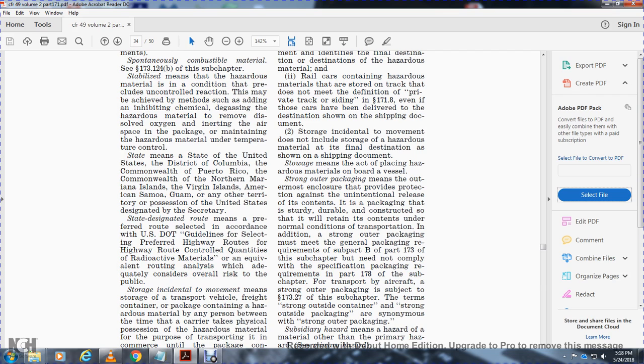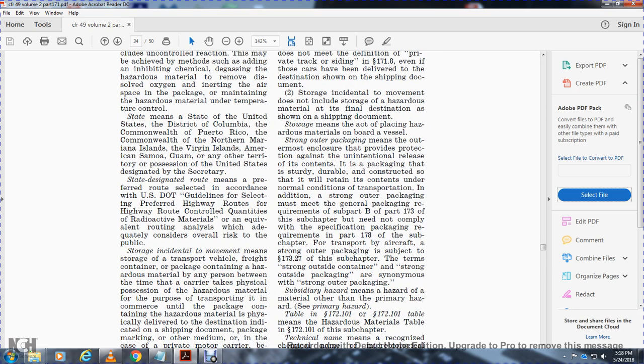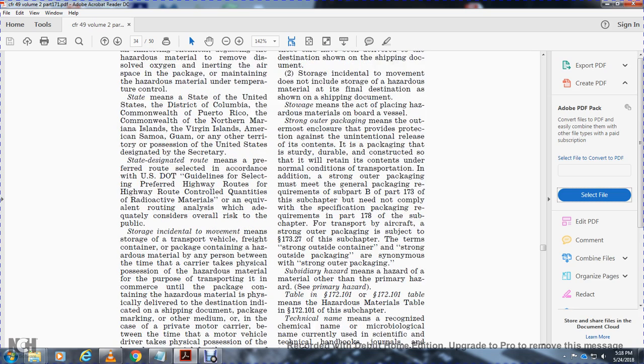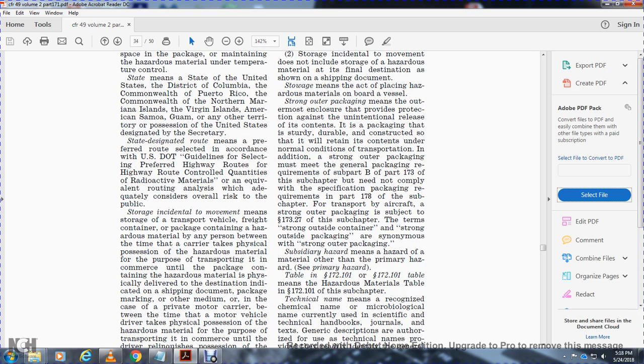In addition, strong outer packaging means packaging that meets the general packaging requirements of subpart B of part 173 of the subchapter, but need not comply with the specification packaging requirements of part 178 of the subchapter. For transportation by aircraft, strong outer packaging is subject to 173.27 of the subchapter. Strong outside container and strong outside packaging are synonymous with strong outer packaging. The subsidiary hazard means a hazard of a material other than the primary hazard. See the primary hazard. Table in 172.101 means the hazardous materials table of 172.101 of the subchapter.